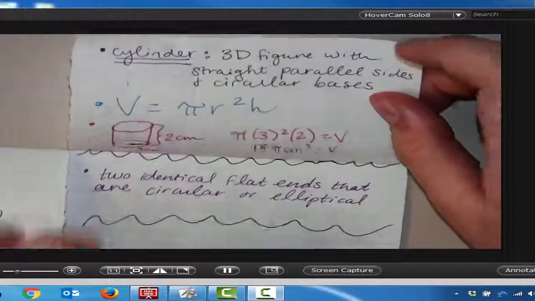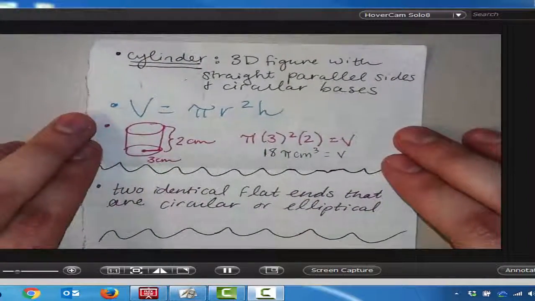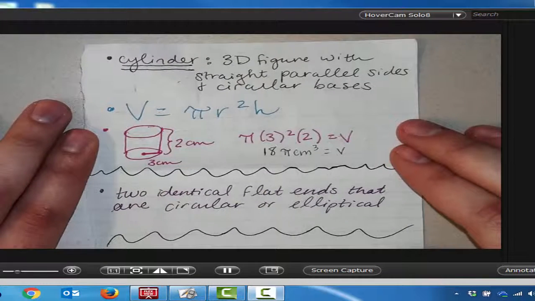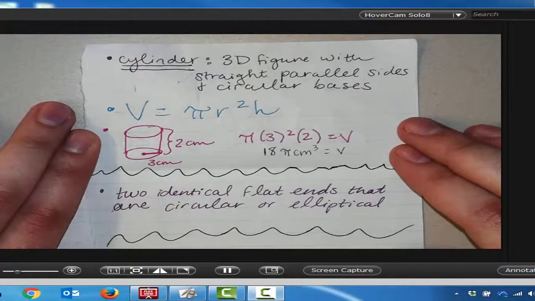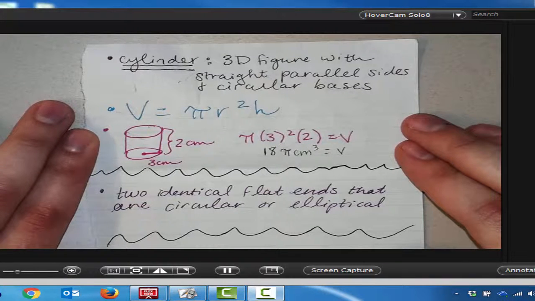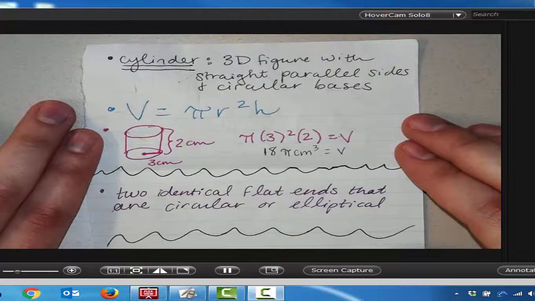I'm going to open this up. I have a definition for cylinder. It is a 3D figure with straight parallel sides and circular bases. The volume formula for a cylinder is pi r squared times h.